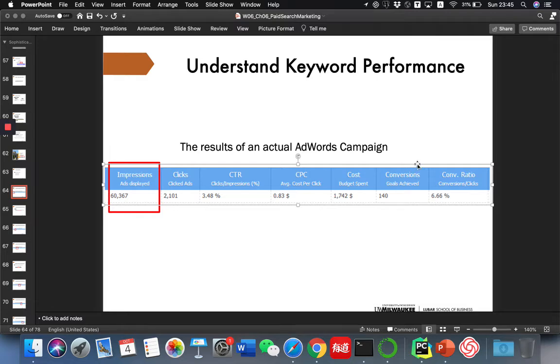Conversions is the number of conversions, so how many deals are led by the ad clicking. And conversion ratio, we use the number of conversions divided by the number of clicks. So how to interpret all this data, and what is the relationship between these different metrics? Let's go forward.